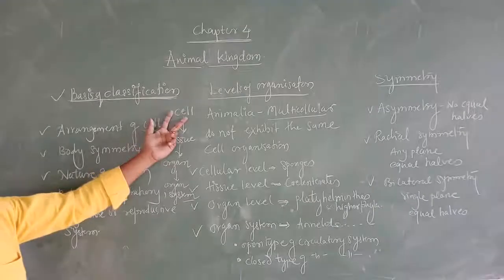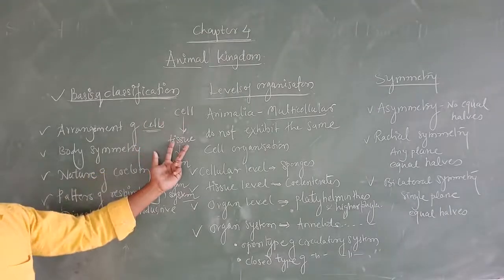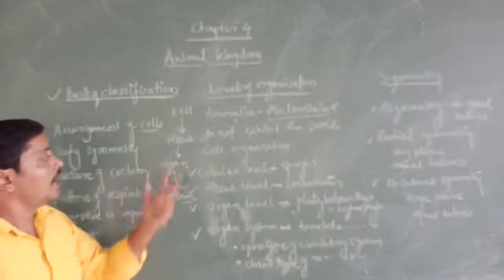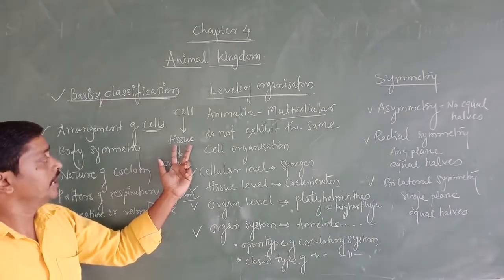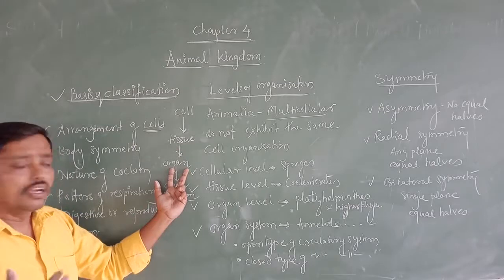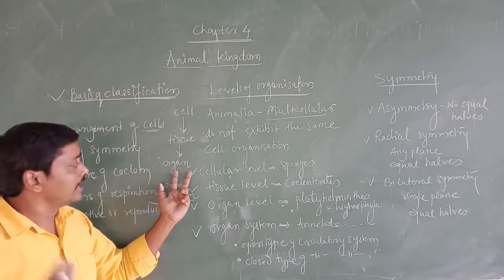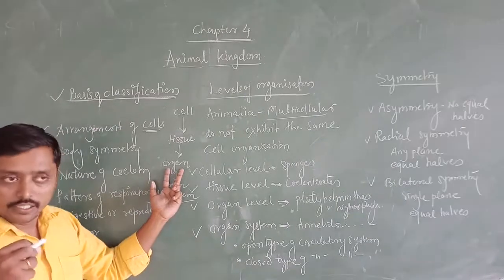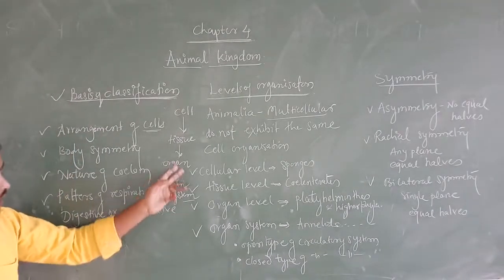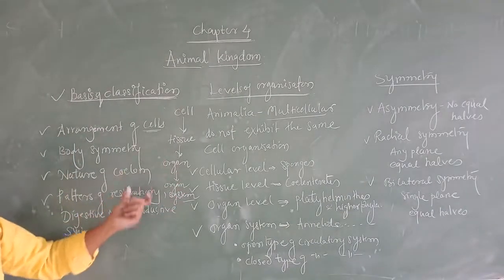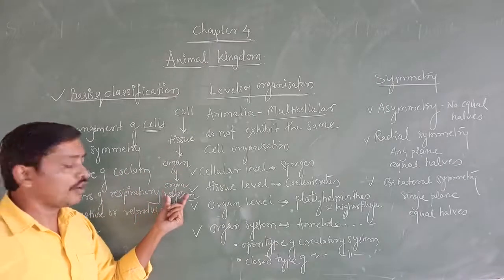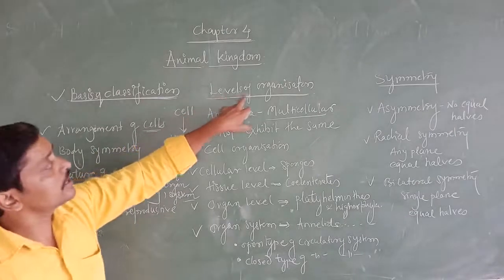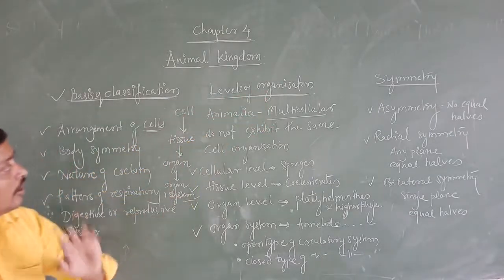Similar cells come together and all perform the same function; then we call that a tissue. More than 2 or 3 tissues come together to form an organ, and an organ plays a particular function. Then more than 2 or 3 organs are combined and they form an organ system. In this way we are going to study the levels of organization in different organisms.